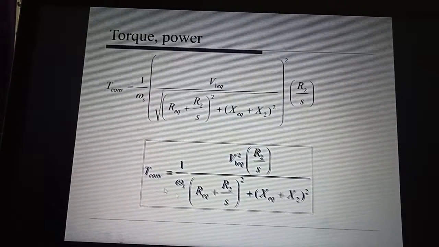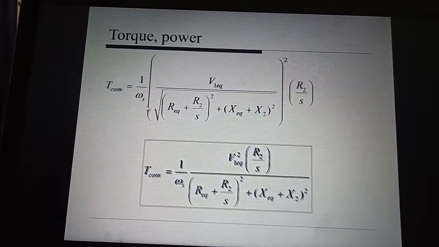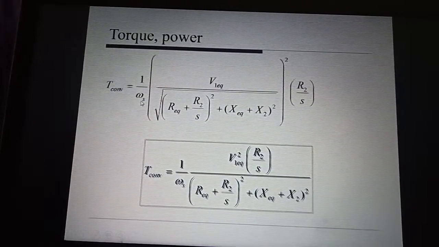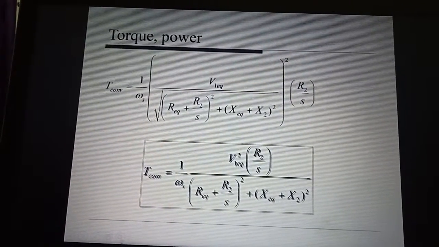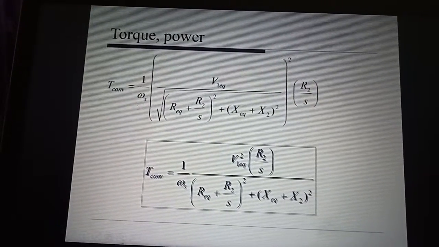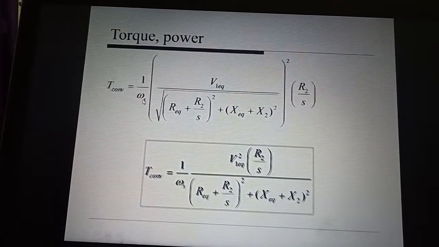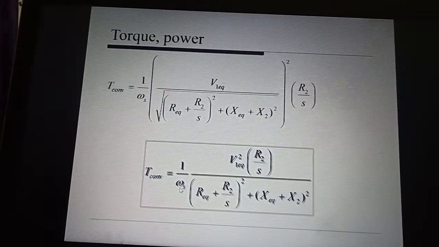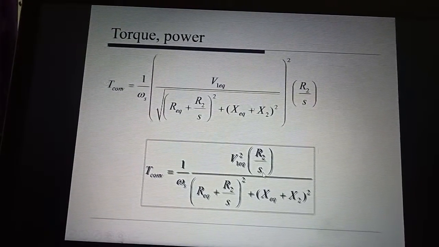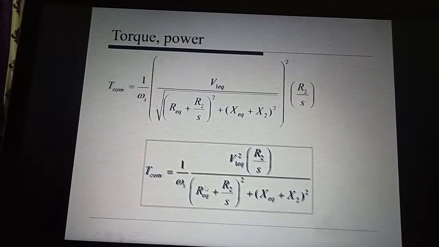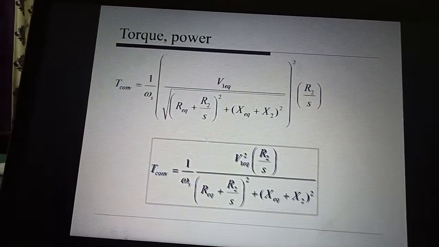Understood? Torque is inversely proportional to omega s, the synchronous speed in radians per second. We know that omega is a speed, omega equals 2 pi n, where n represents rpm and omega is measured in radians per second. So torque depends on omega s, V square, where V is the applied voltage, R2 by S, where R2 is the rotor resistance and S represents slip, R equivalent plus R2 by S whole square, and X equivalent plus X2 whole square. This is the torque.